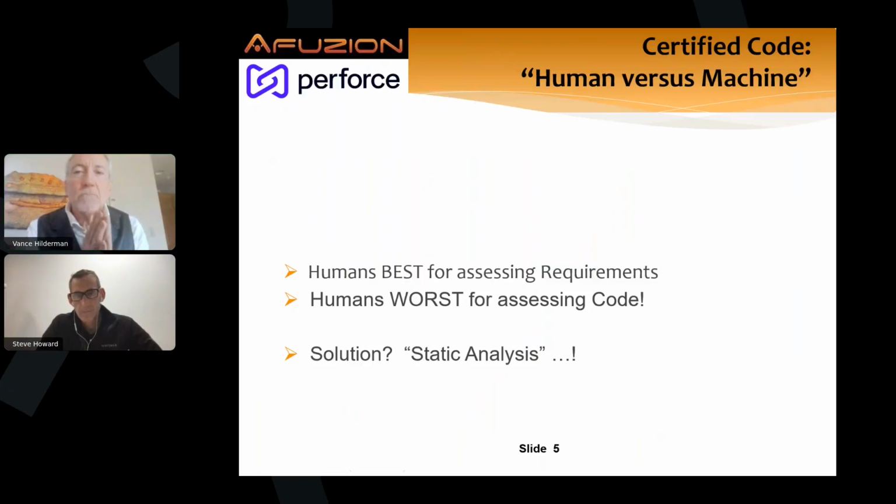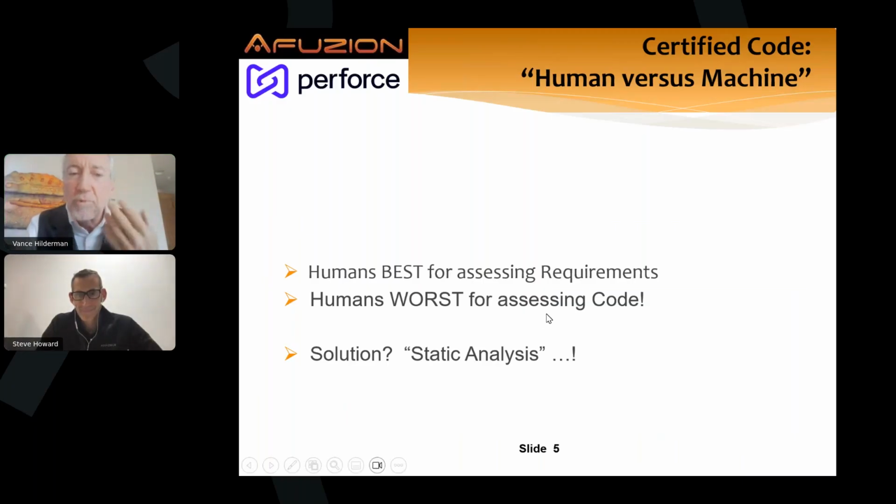Think about this. Certified software. You are humans. I am human. In a couple of years, I'm going to have an AI presentation. You're going to think it's Vance. It's going to be an AI, but not yet, not for safety critical. Humans are great at assessing requirements. We're the best. But we're the worst at assessing code. Oh, I know. Each of you thinks you're the best. It's the other person. Yeah, you got it.